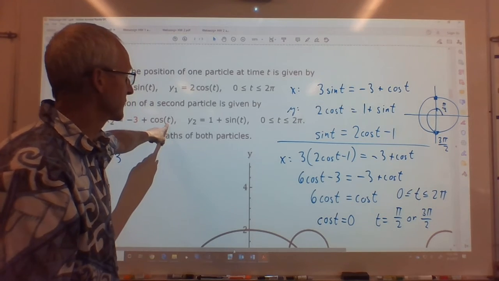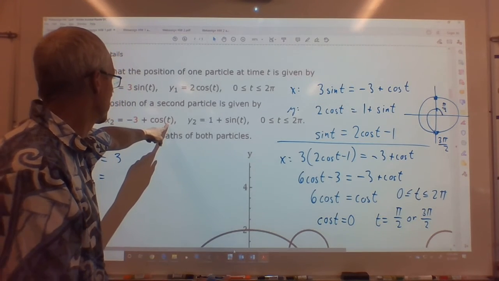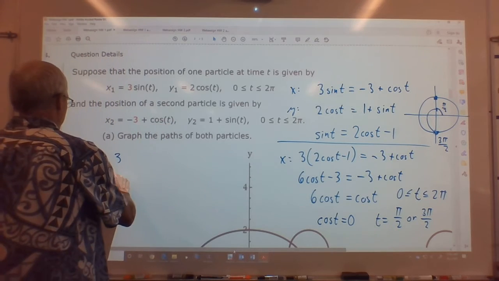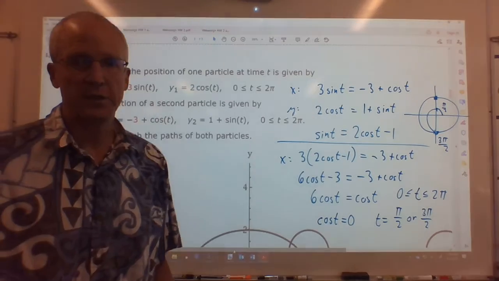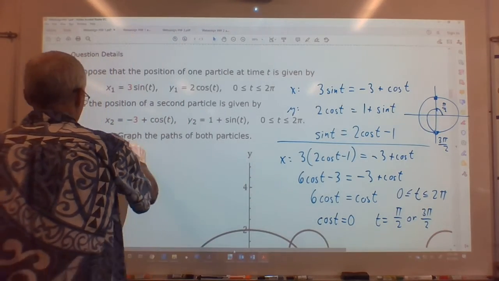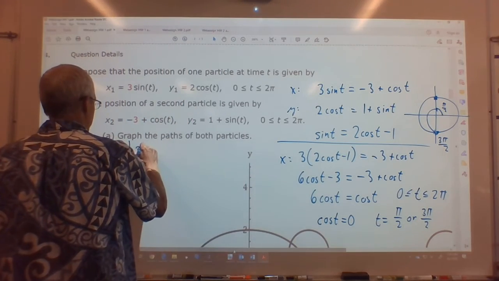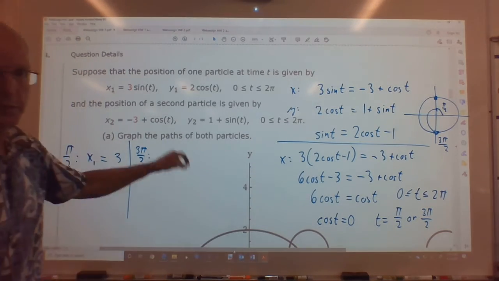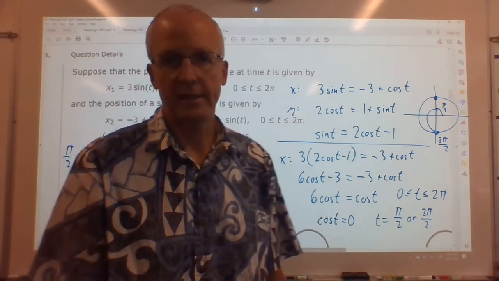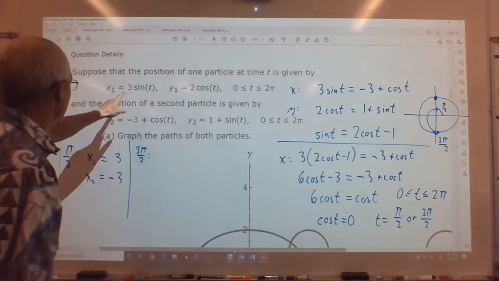Here's where you got to know your unit circle, right? Cosine pi over 2 is 0. That's the whole point. So x2 is negative 3. Uh-oh, they have different x's. So pi over 2 is not a solution. Okay, so let's try 3 pi over 2. We don't even have to try the y values if they're not the same x's, because then it's not a solution.